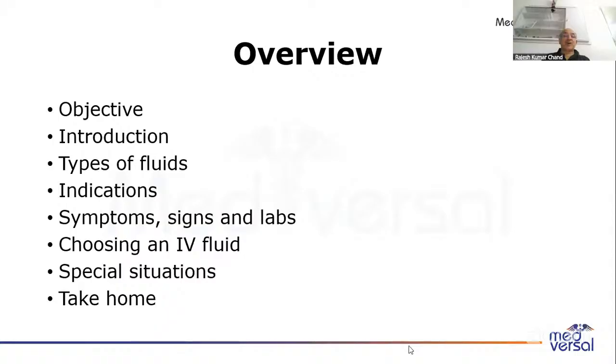So this is the overview of my talk. I will talk about the objective of my talk. I will introduce the subject, talk about the types of fluid, what the indications of intravenous fluid therapy are, why we should do intravenous fluid therapy, and what the signs, symptoms, and laboratory findings are of a patient who will need intravenous fluid therapy, or the patient who will be deficient in IV body fluids. Then we will look at how to go about choosing an IV fluid. We will talk about some specific and special situations, and some take-home messages.